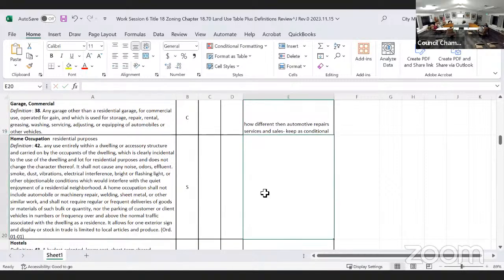Anything else for garage, commercial? Anybody online? Anybody else in the room? I liked the notice that those two definitions are very similar. Could they be combined? The automotive repair, sales and services, and the garage.